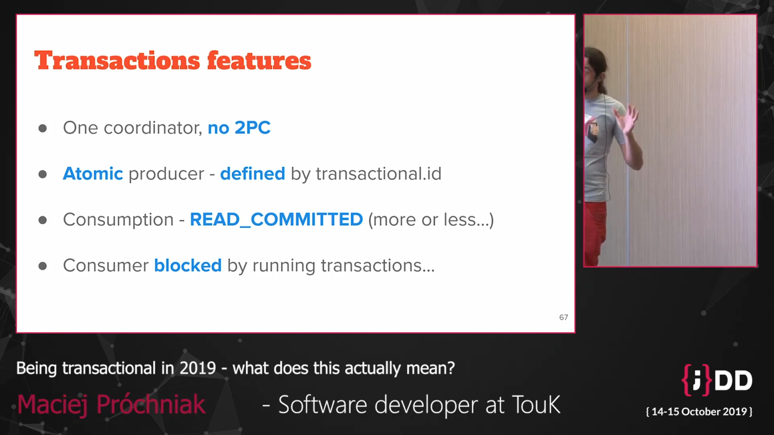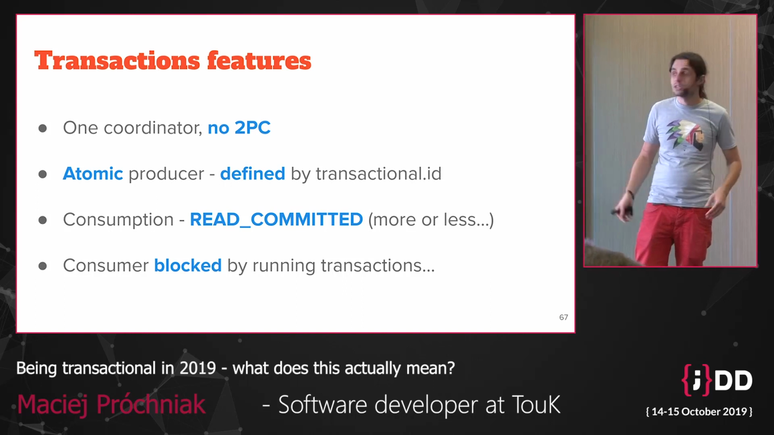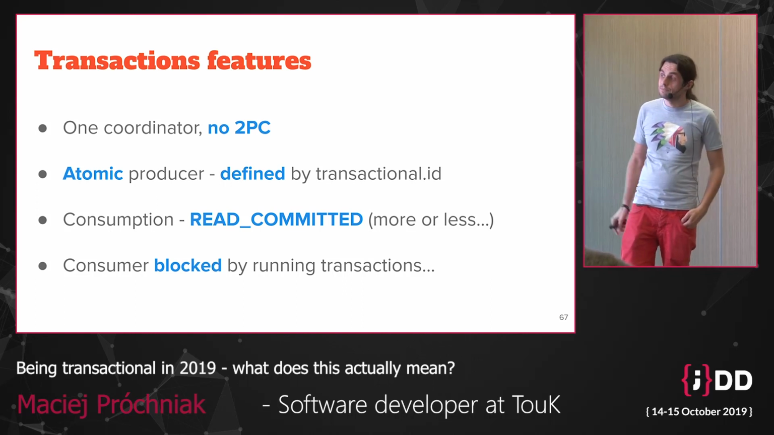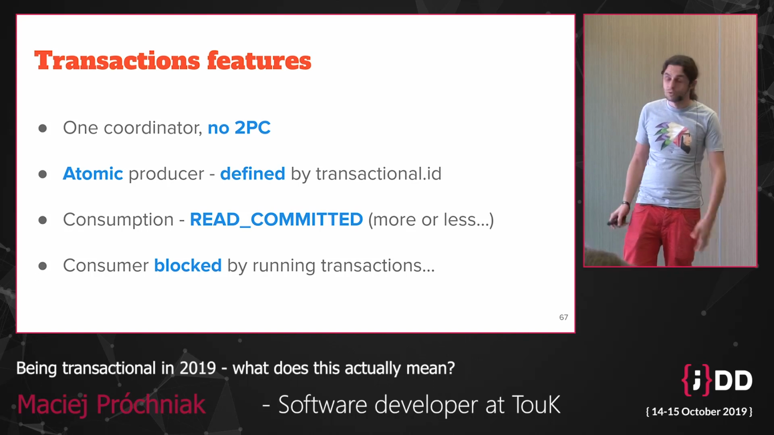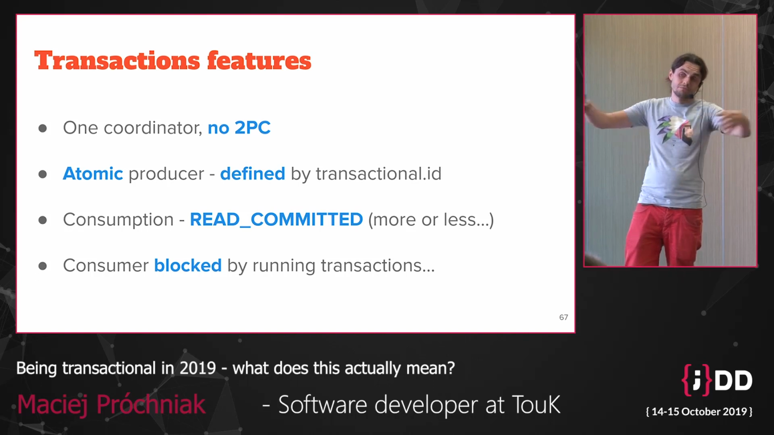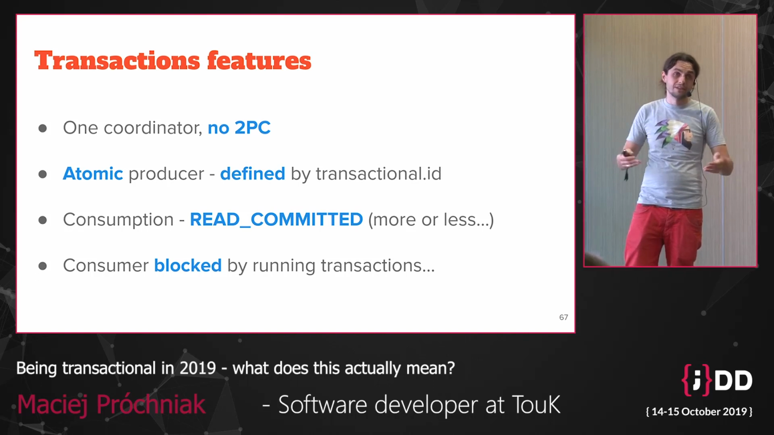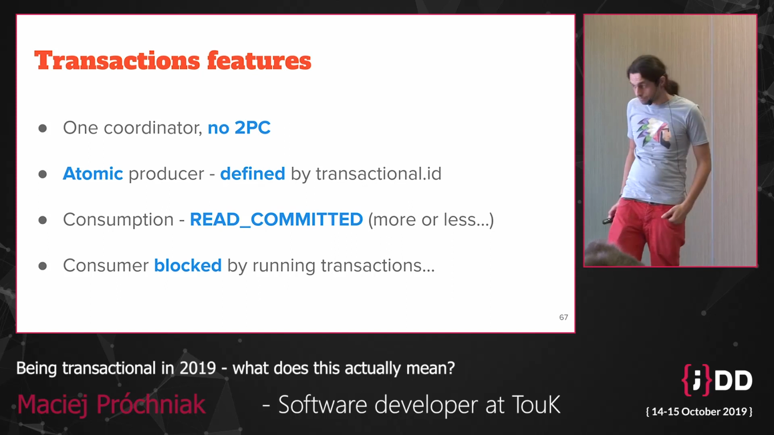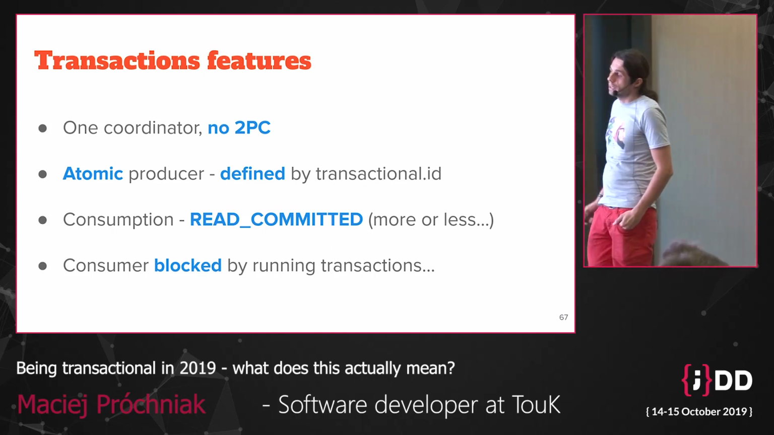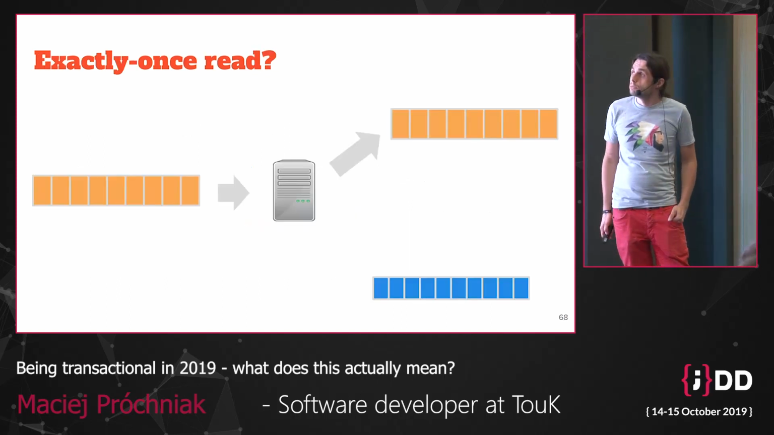So there's this atomic producer. Consumption is on read committed level, more or less. And one caveat is that a consumer can be blocked by running transactions, right? Because the messages are still in this log file, so if there's a message that's part of a running transaction, then no further messages can be read until the transaction is committed or aborted.